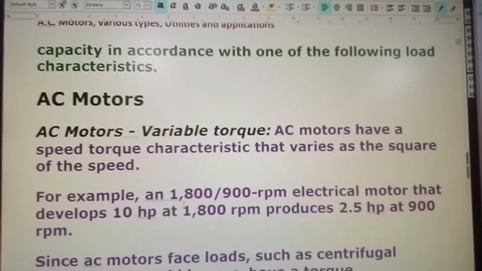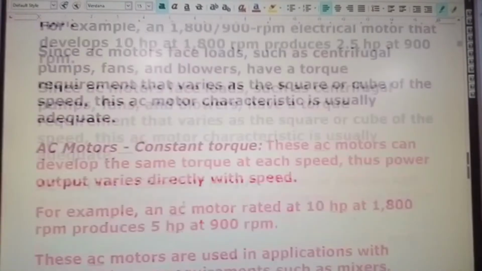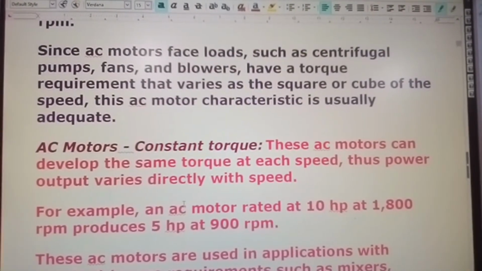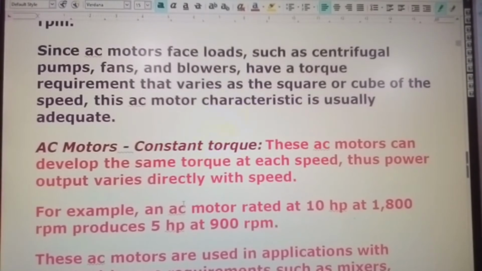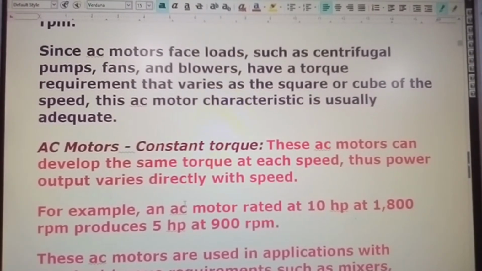Now this is session 1. I repeat, this is session 1 of AC motors, various types and utilities.